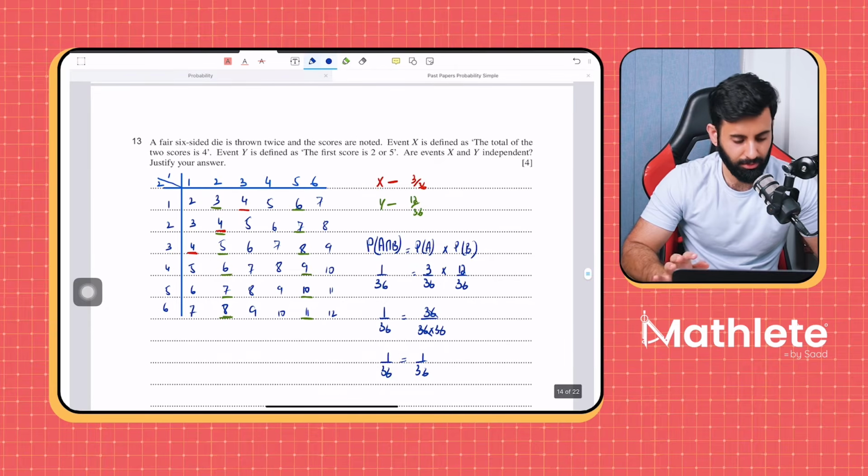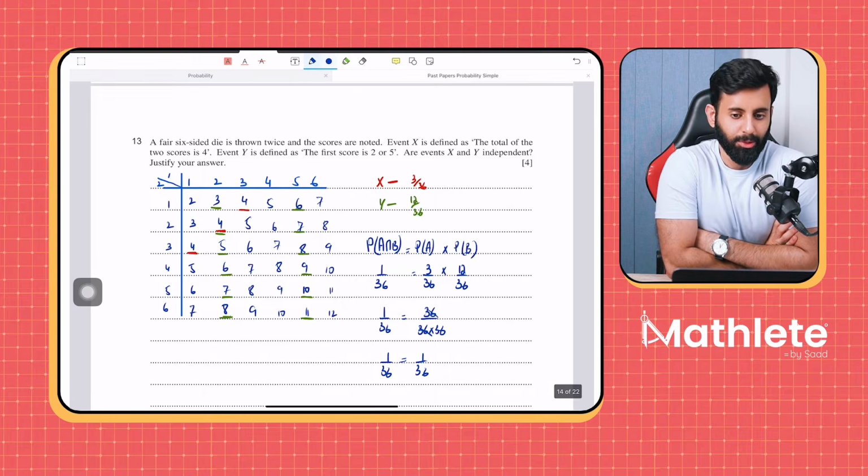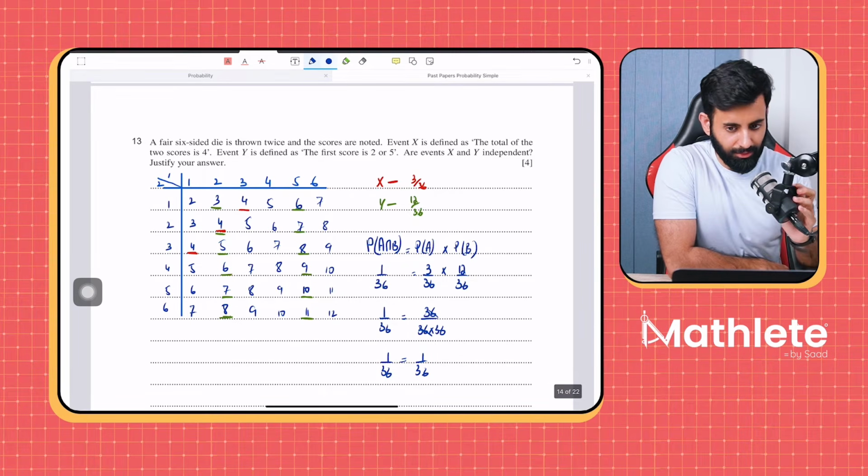Okay, all good now? If you have any questions, feel free to ask. Next, what we're going to do is conditional probability. No? Okay. That's fine.